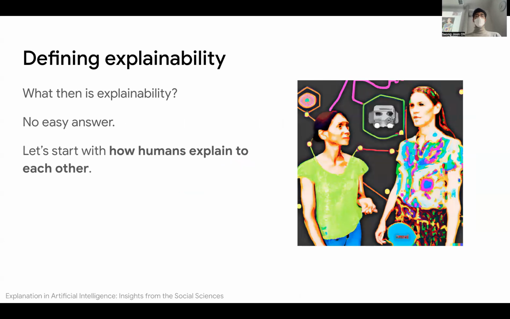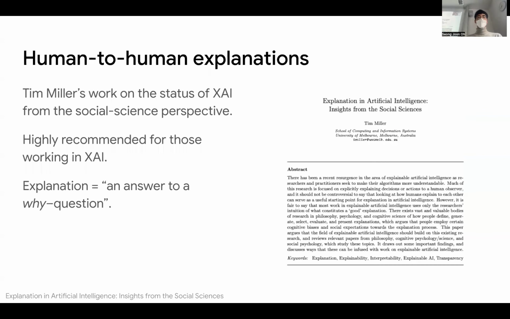So given those two examples of what is an explainable system, can we now define explainability? There's no easy answer to this. But even before defining explainability, let's look into how humans explain to each other. That is also not so trivial: how humans explain to each other and what kind of explanation makes humans happy.